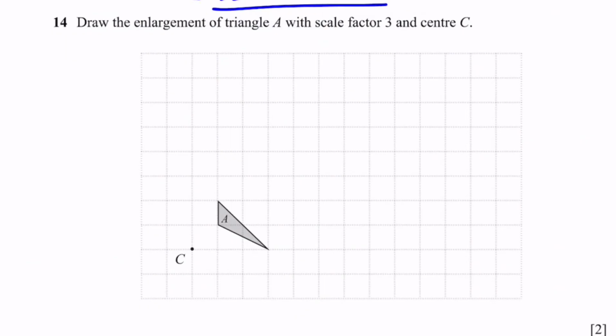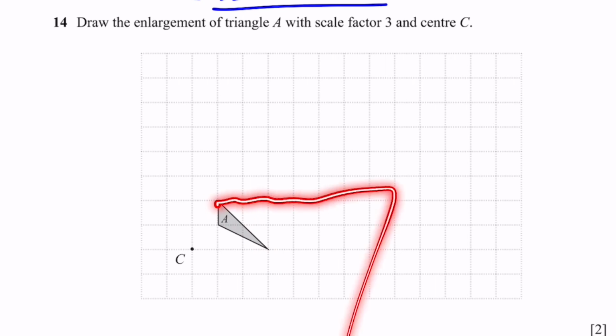Question 14. Draw the enlargement of triangle A with scale factor 3 and center C. That means this will be 3. This length will be triple of that. That means 6 to the right and 3 down. And this one over here will be 6 to the right and 6 down.